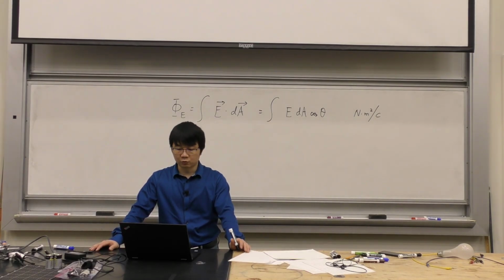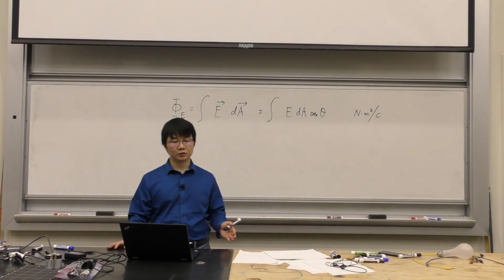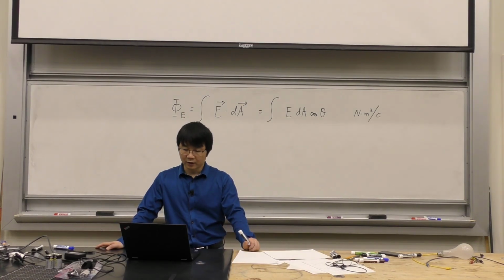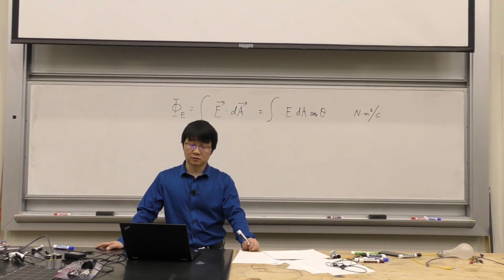It's one of the equations in Maxwell's equations we're going to see at the very end of this class. It's a relationship between the net electric flux through a closed surface and the net electric charge inside this surface. So it only applies to closed surfaces.